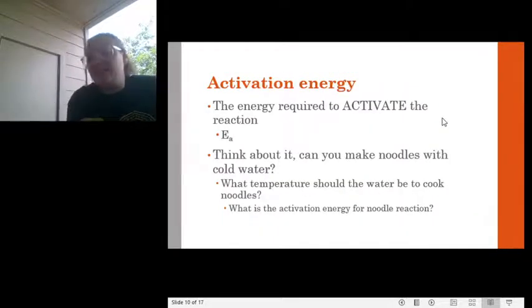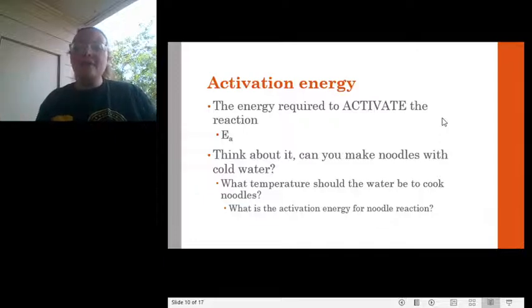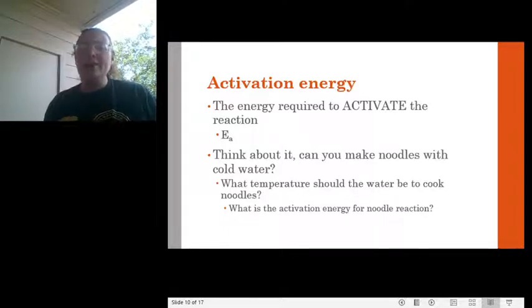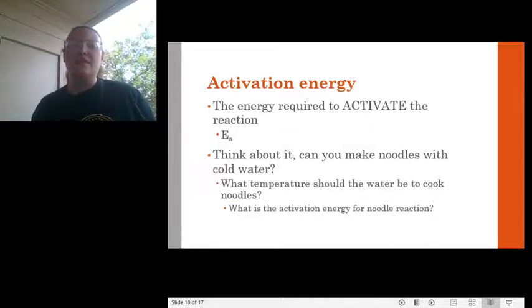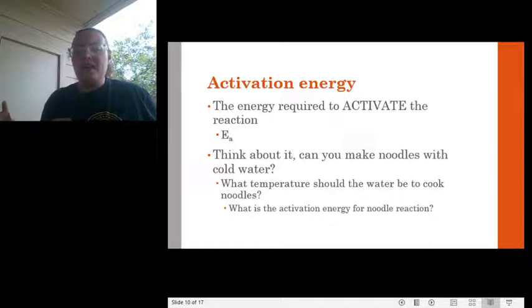Activation energy is exactly what it sounds like, energy to activate the reaction, and we symbolize that with E sub A, E little a. If I want to make noodles, I'm not going to make them in cold water. I'm going to activate the reaction with boiling water at 100 degrees Celsius. So 100 degrees Celsius is our activation temperature. You could, if you wanted to, convert it to energy, but it's just an analogy to get you to think about what the activation energy is. The amount of energy that has to be absorbed for the reaction to occur.